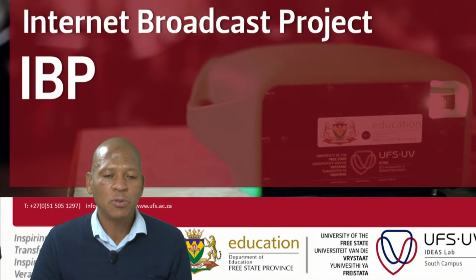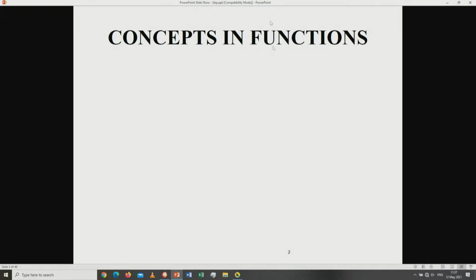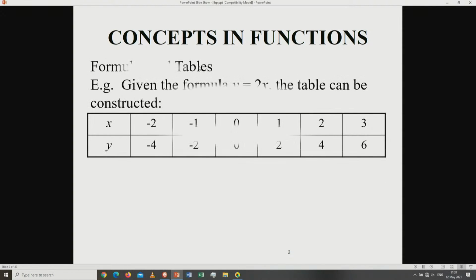Like I indicated, we're going to look at the functions. Under the functions, I think we have about 4 functions that we're going to talk about. We have a straight line graph, we've got a parabola, or you can call it a quadratic function, and we've got the hyperbolic function as well as the exponential. Those are the 4 algebraic functions that we have. Yes, I must be specific because we still have trig functions as well. But now the attention will be given to these functions here.